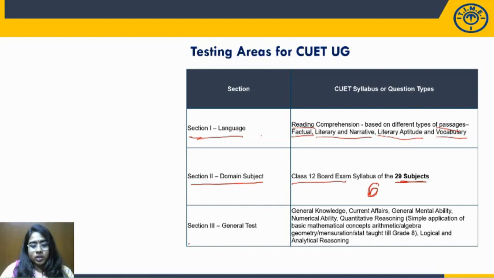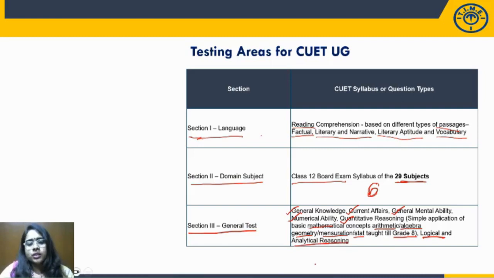Now moving on to the third section, you will be tested on the general test, which is what we will be talking about in this video. Now under the general test, you will be tested for your general knowledge, your current affairs, your general mental ability, or your numerical ability, quantitative reasoning, basic mathematical concepts like your arithmetic, algebra, geometry, mensuration, statistics, all of which are taught until grade 8 to 10, and you will also be tested on your logical and analytical reasoning.